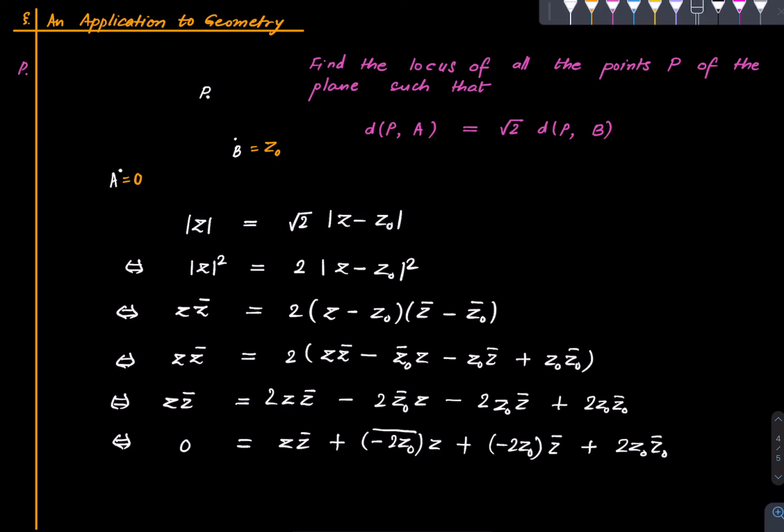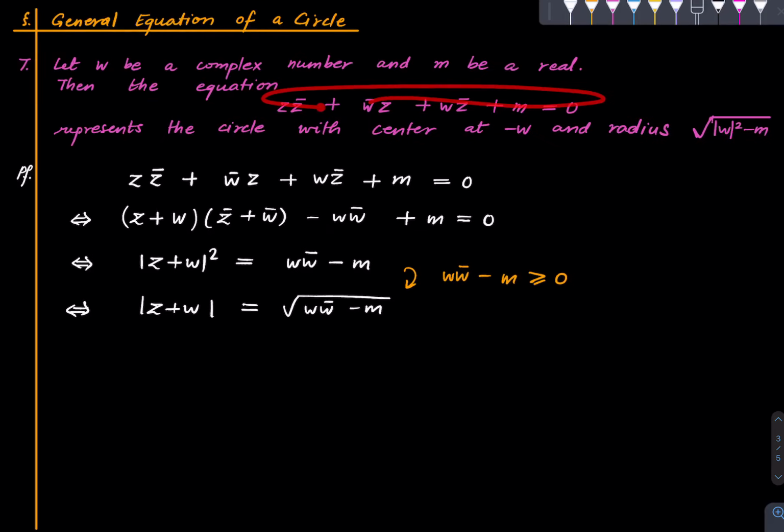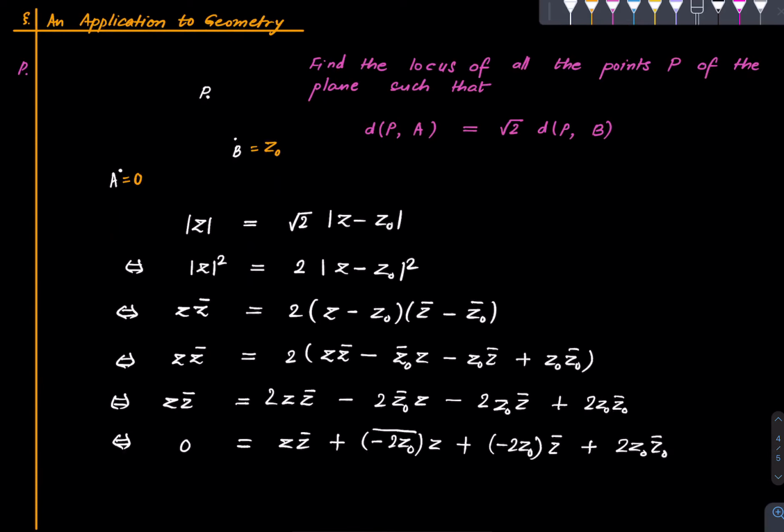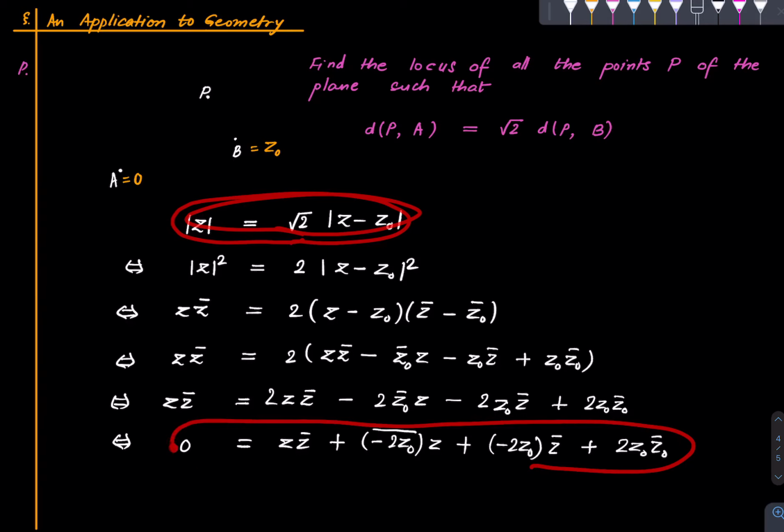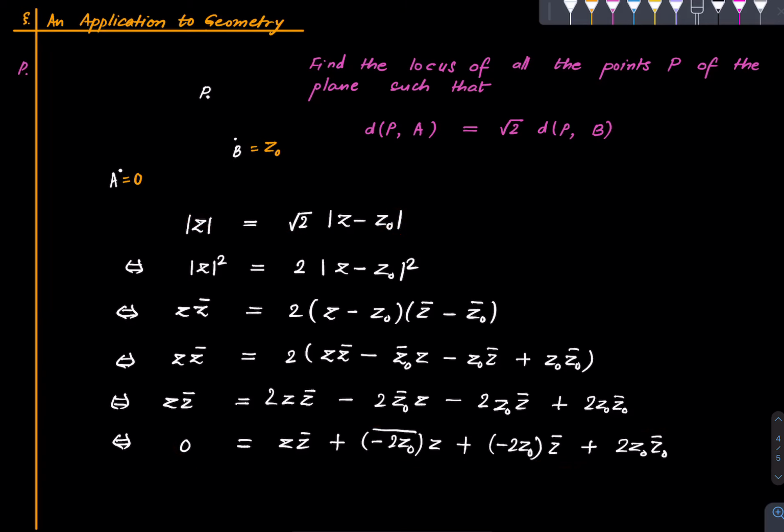Okay, so now just call this w and call that m. Then what you see is this equation, and therefore it is a circle. So the set of points satisfying this is precisely the set of points satisfying that, and therefore the locus of such points P is a circle. All right. So very nice application of complex numbers to geometry.